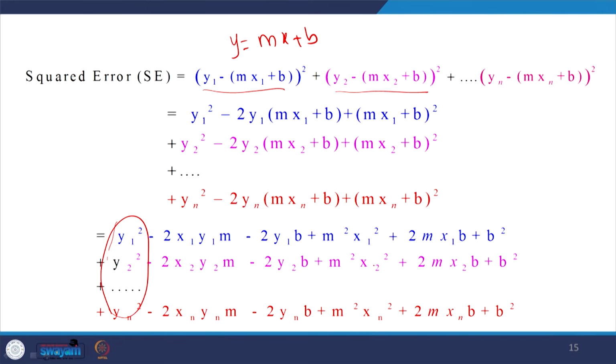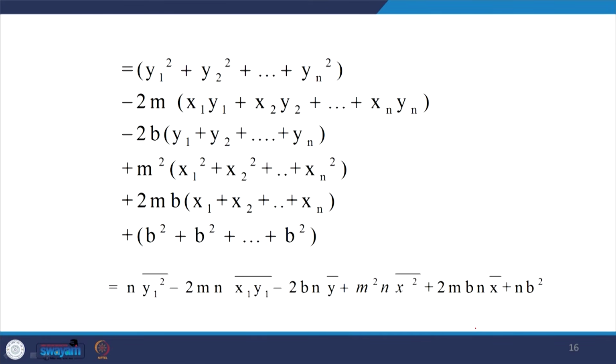So, x1 square plus x2 square up to xn square. Here 2mb is a constant, so I am going to add x1 plus x2 up to xn. So, here there are b square terms. If I add n times, there will be n b square. That is what I have done here.